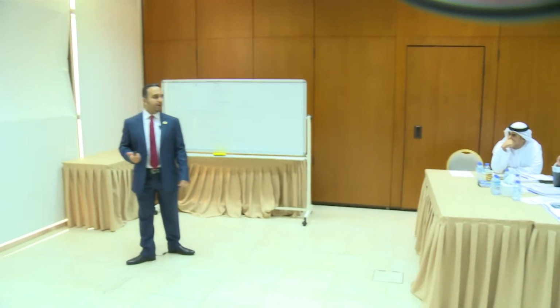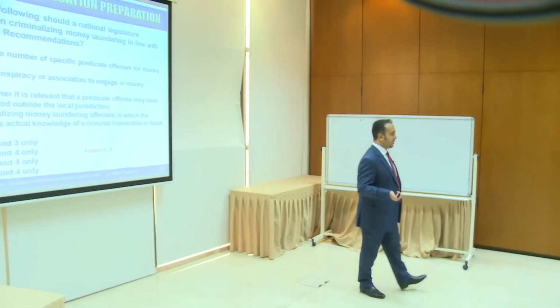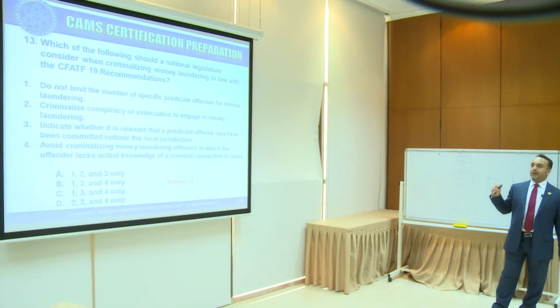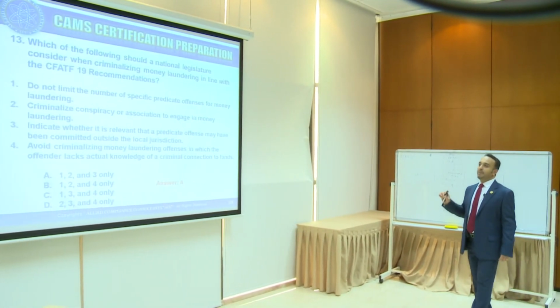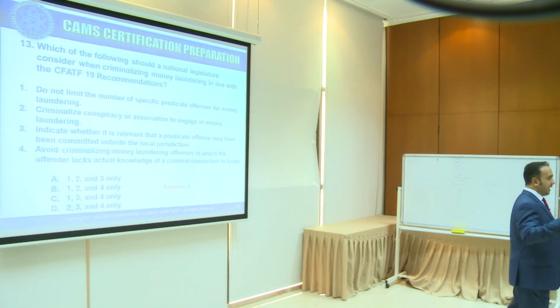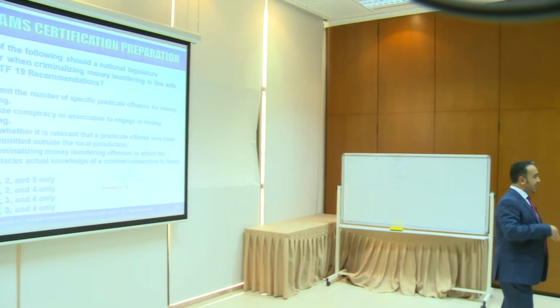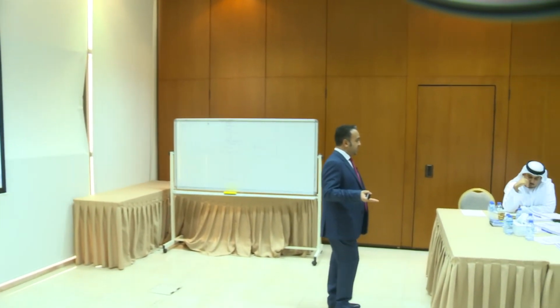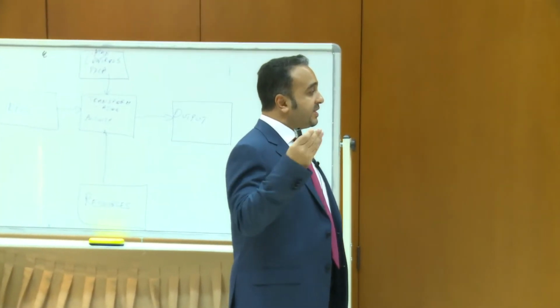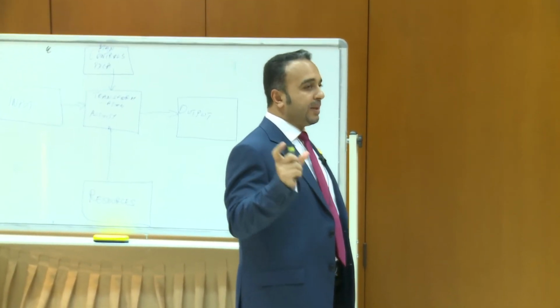Right. Great. So number one is correct. Number 2, criminalize conspiracy or association to engage in money laundering. That should be criminalized, right? Number 3, indicate whether it is relevant that a predicate offense may have been committed outside the local jurisdiction. If a person has committed a crime outside UAE, that makes him still a criminal. So we will not say that this crime is not criminalized here, but he still is criminalized. There is a predicate crime, that means there is money laundering.